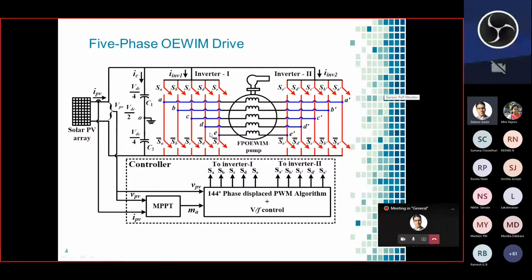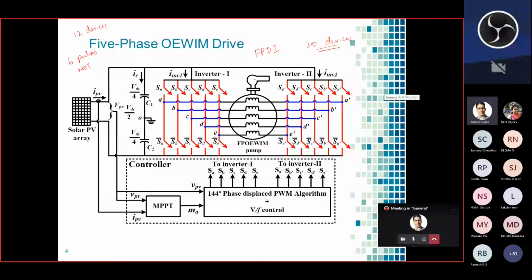This is the system we had: the same PV-fed 5-phase open-end winding induction motor drive, which can have similar control. But if we want to extend it to 5 phases with an open-end winding configuration, we have a total of 10 legs in the 5-phase dual inverter, and 20 power electronic devices. In the previous case there were only 6 and 6, 12 devices, and for those you generate only 6 gate pulses and apply NOT to them to get the other 6 gate pulses, so that the 12 switches can be operated easily.